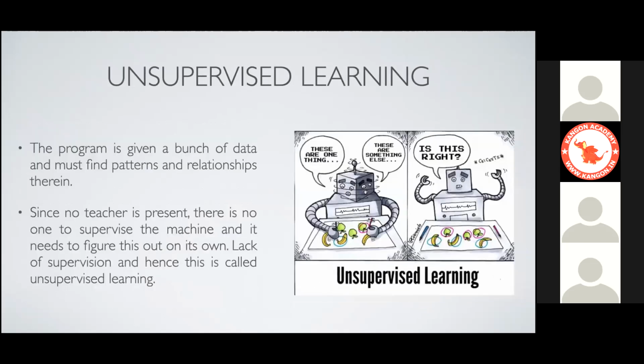Next is unsupervised learning. Here, your program is given a bunch of data and it must find a pattern or relationship therein. It has to learn on its own. It has to look for the patterns and all the relationships that are available inside. Since no teacher is present, there is no one to supervise the machine, and it needs to figure things out on its own. Since there is a lack of supervision, it is called unsupervised learning. That means learning on its own.